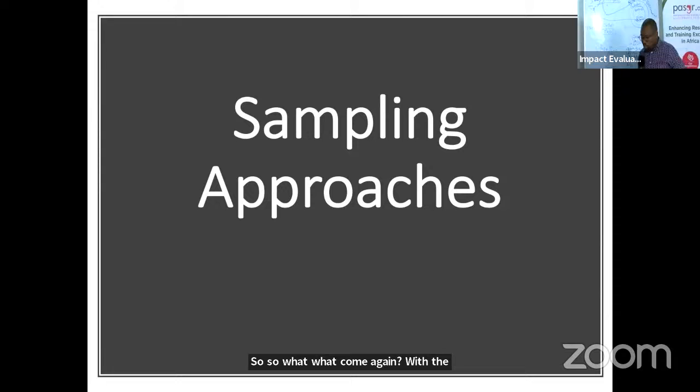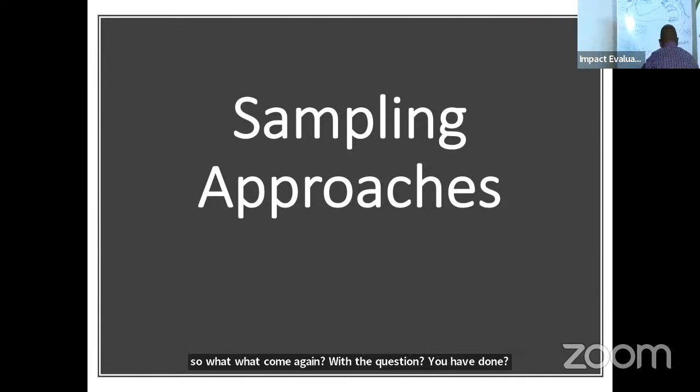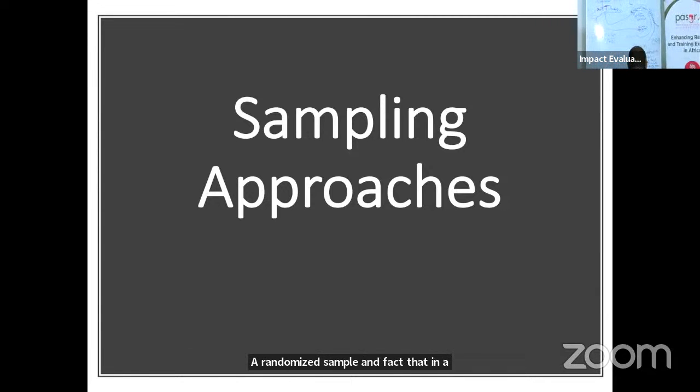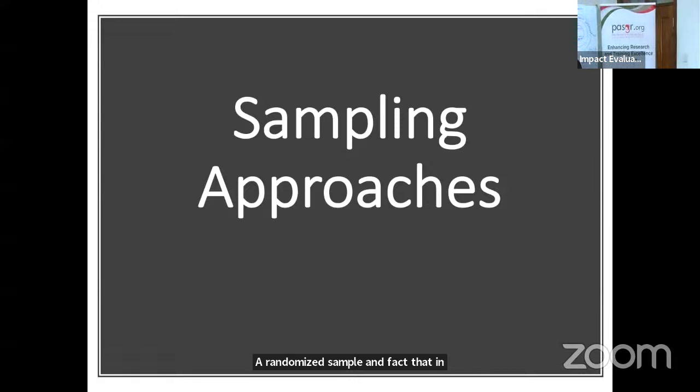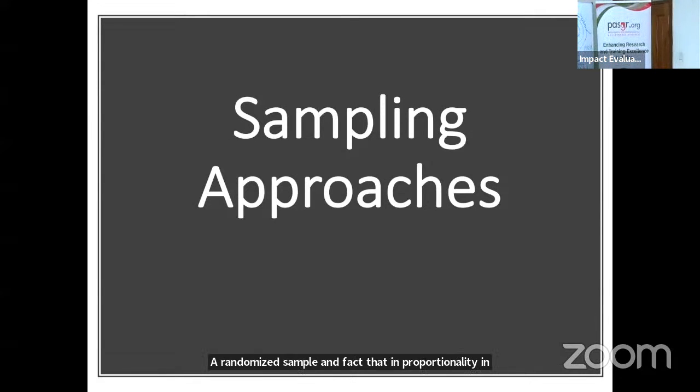You have drawn a randomized sample and factored in proportionality in terms of area and size. And then in some areas, you realize the sample is very small, but you understand that there's great impact in that area. So do you increase the sample size, and what's the best way to do it, or just leave it altogether?